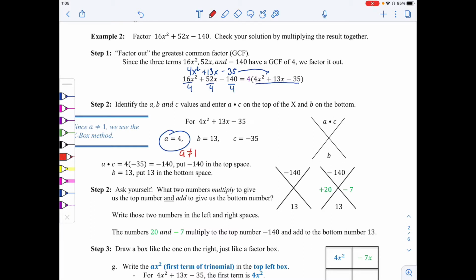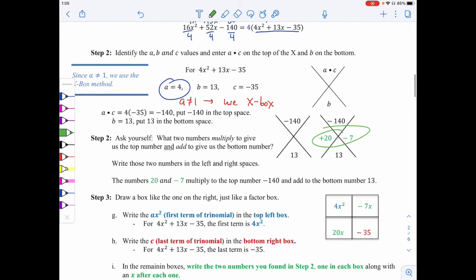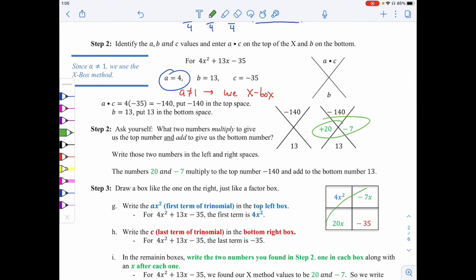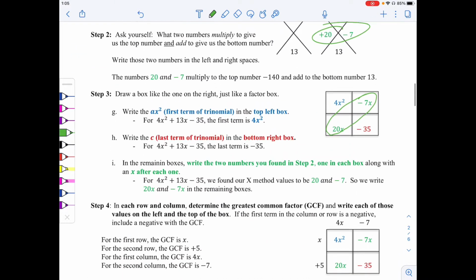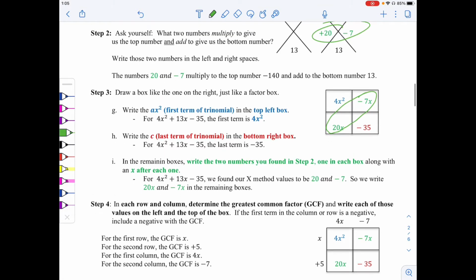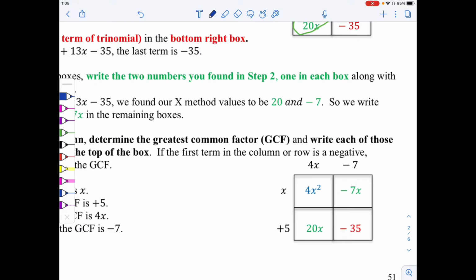So we need to use the X box method. We're still doing a times c, b on the bottom. We find our two factors, 20 and negative 7. And then we write that in our box, 20x and negative 7x. And then we find one of the GCFs. We did our trick last time. So we find one of the GCFs: 4x squared and negative 7x.